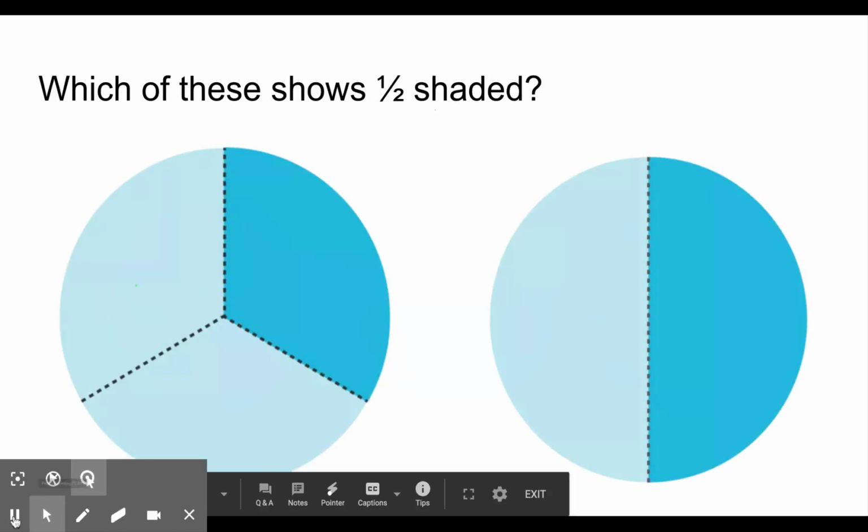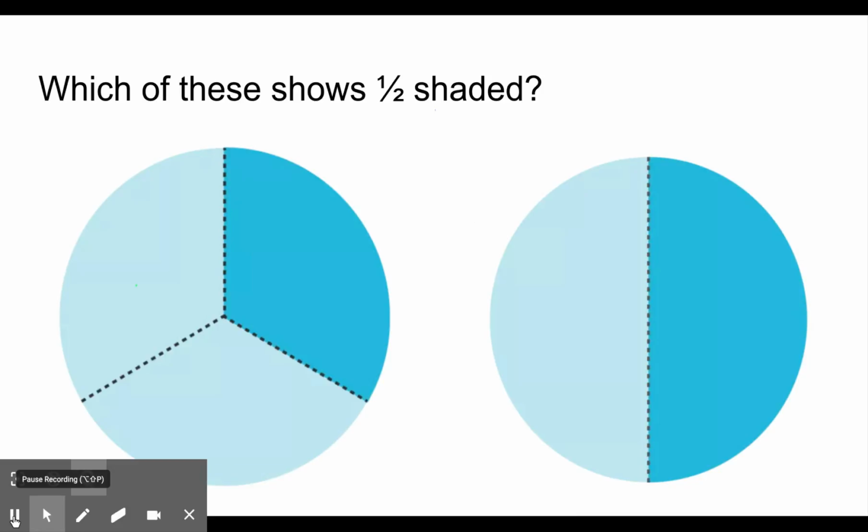Good work. Take a look at these circles. Which of these shows 1/2 shaded? This circle shows 1/2 shaded. Here is the half that is shaded. Here is the half that is not. The half that is shaded, since it's divided into 2, I put 2 on the bottom and 1 at the top because 1/2 is shaded.